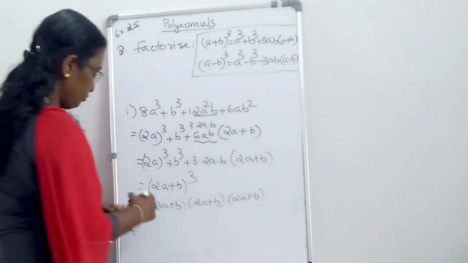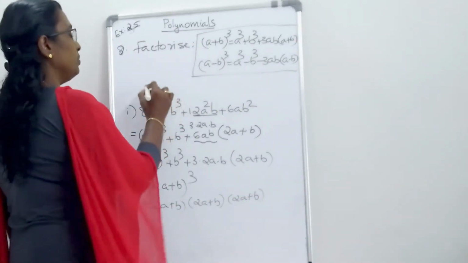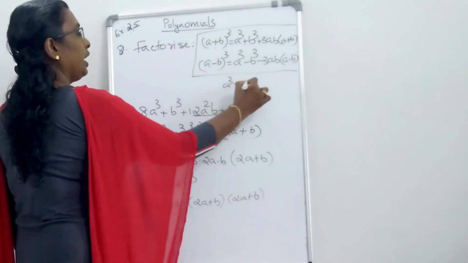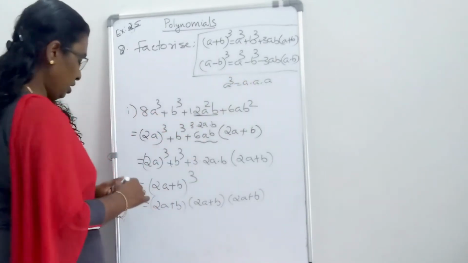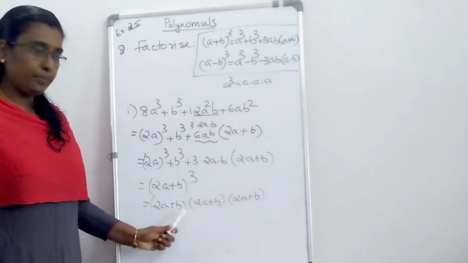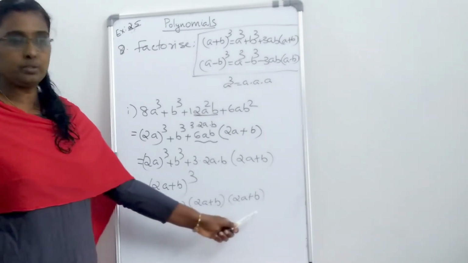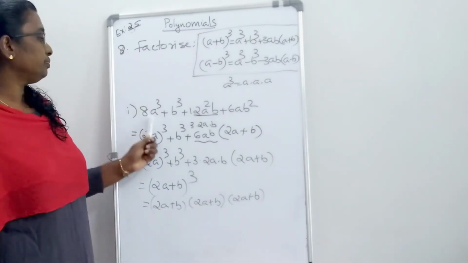This is 2a plus b into 2a plus b into 2a plus b. These are the factors. What is a cube? A cube equals a into a into a. So 2a plus b the whole cube is 2a plus b into 2a plus b into 2a plus b. These are the factors of this expression.